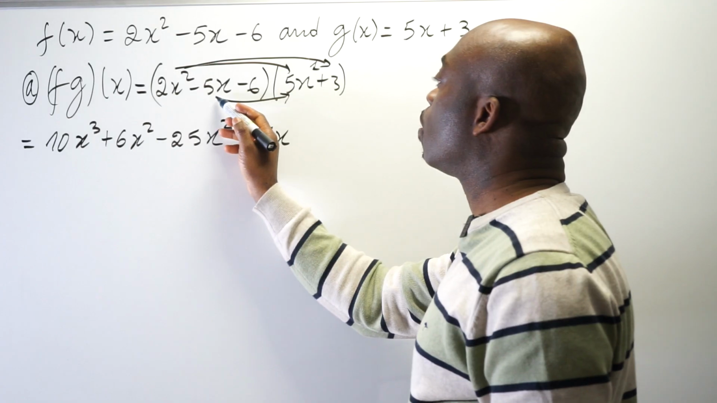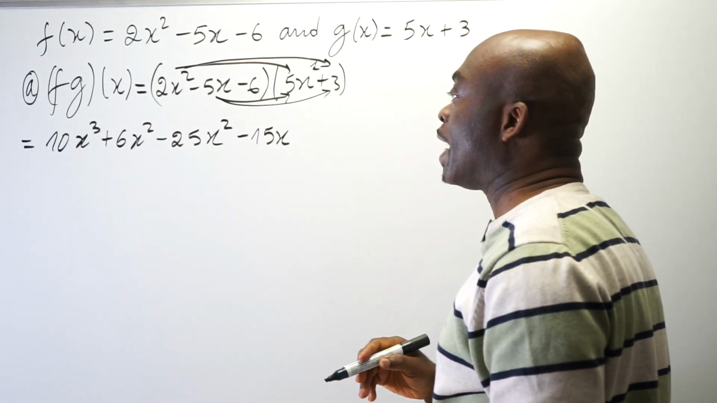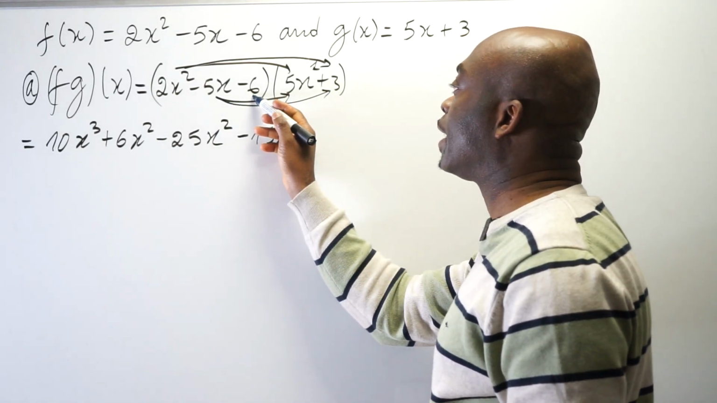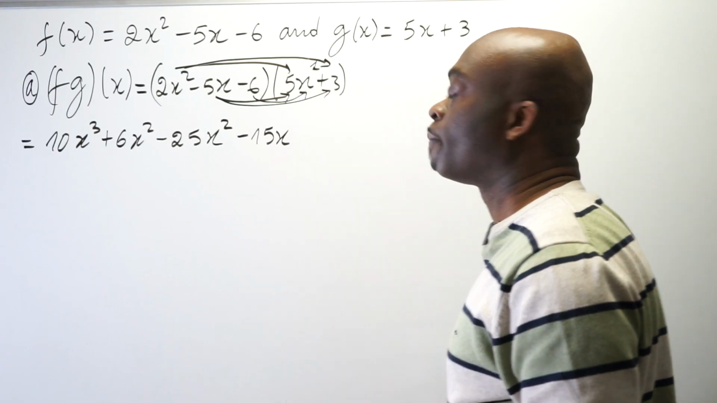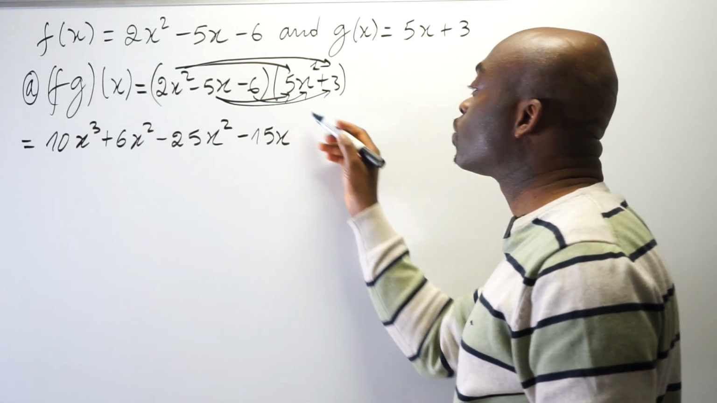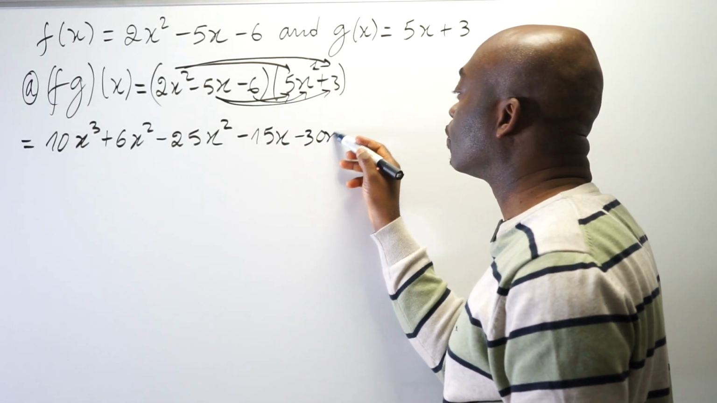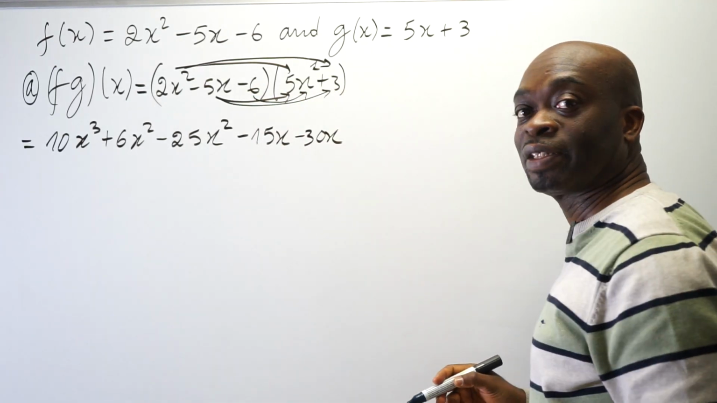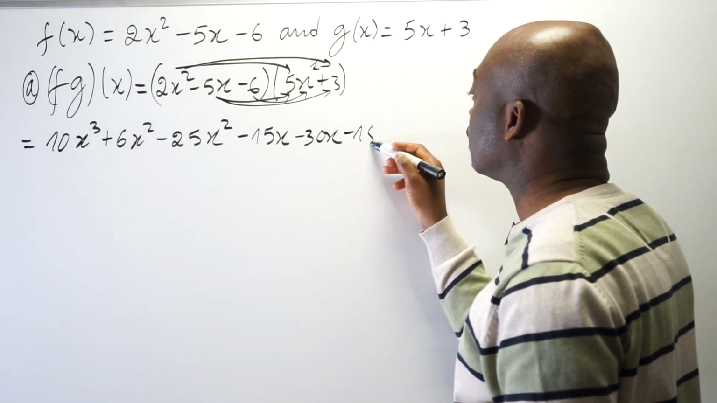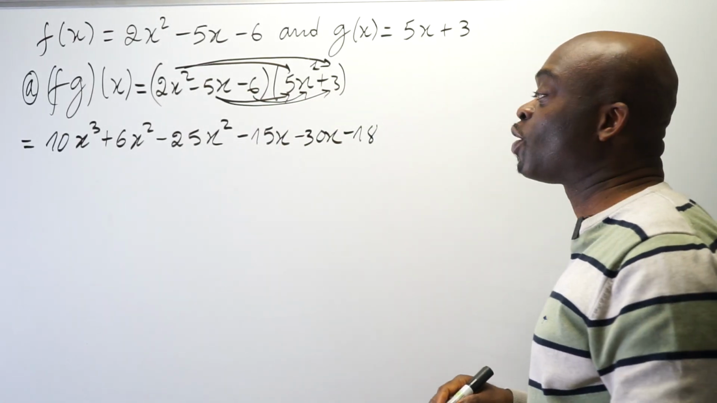Okay? So that's that. Then, now negative 6 times 5x, that will give us negative 30x. Negative 6 times positive 3, it's going to give us negative 18. All right? So that's what we have so far.